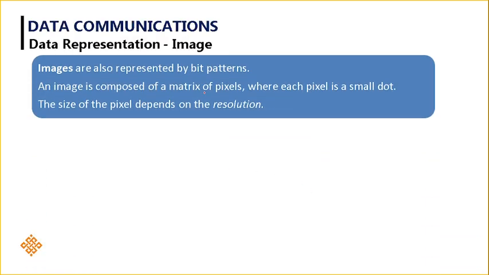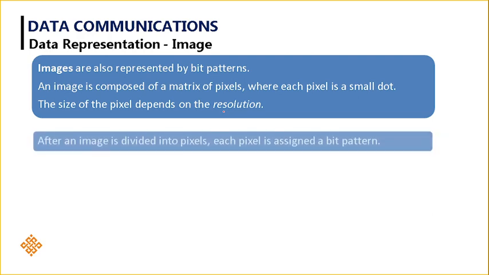Next we have an image. An image is also represented by a bit pattern, in terms of zeros and ones. Normally an image is composed of a matrix of pixels. We call each bit a pixel, where each pixel is a small dot. The size of the pixel depends upon the resolution. We say the camera is 10 megapixel. As you increase the pixel count, its resolution will automatically increase.